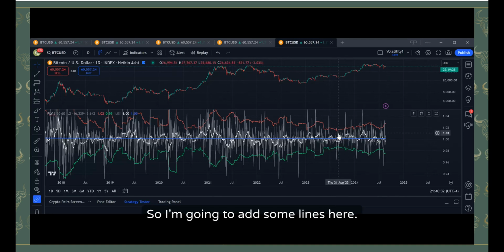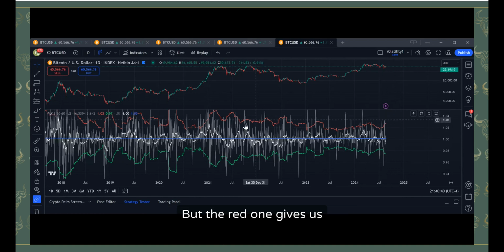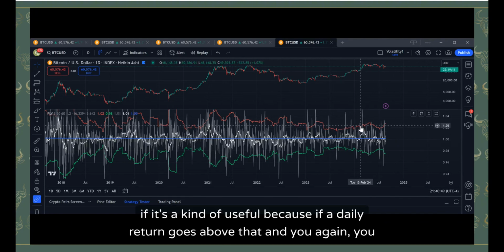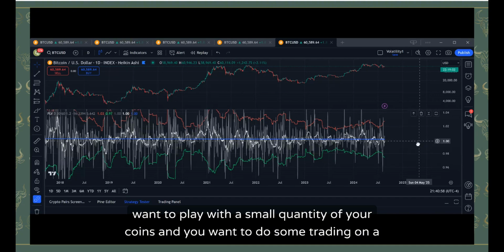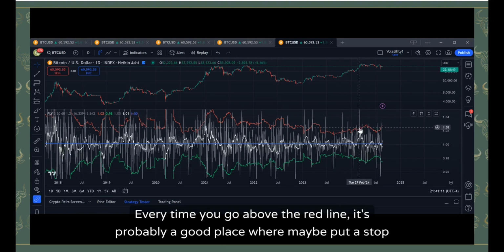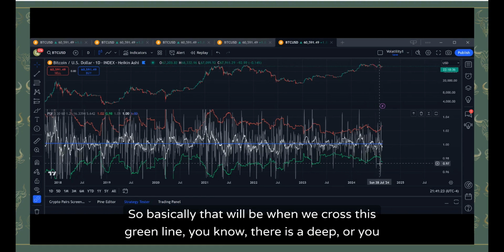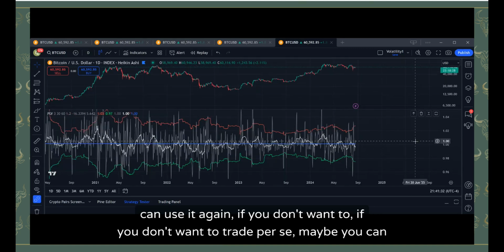So I'm going to add some lines here. This is what I will do next, because I'm always improving these indicators and make updates on a regular basis. The red one gives us one standard deviation. It's useful because if a daily return goes above that, and you want to play with a small quantity of your Bitcoins and do some trading on a faster scale than over the cycles, like we do with all the other indicators, this could be a good place. Every time you go above the red line, it's probably a good place to put a stop loss, or maybe sell some Bitcoin with the idea that it's going down. So basically, that will be when we cross this green line. There is a dip.